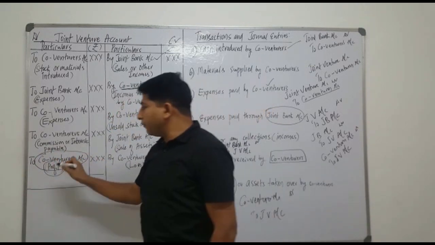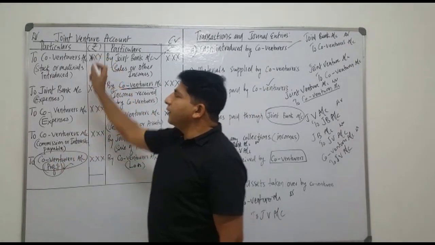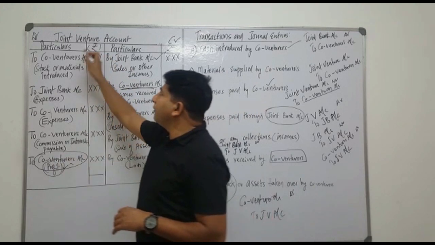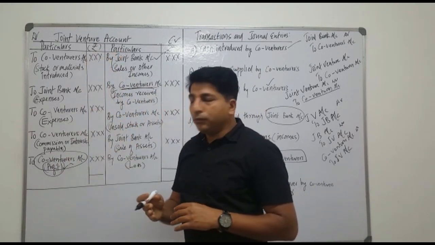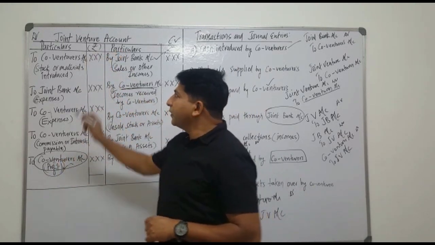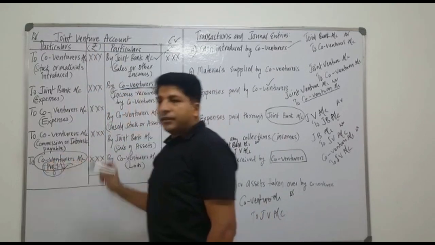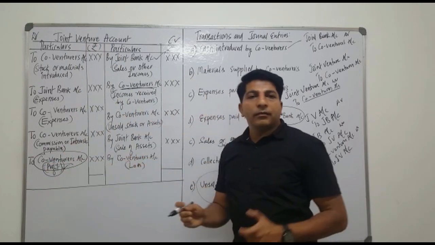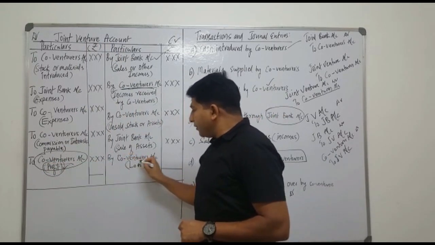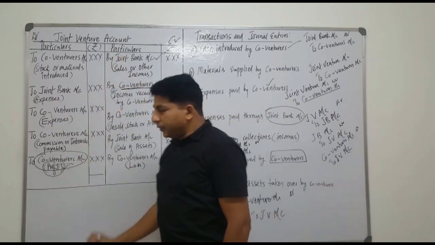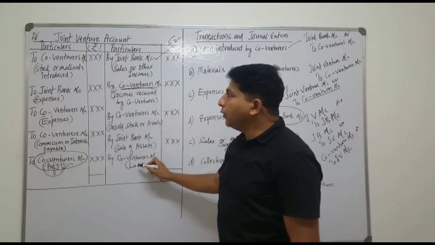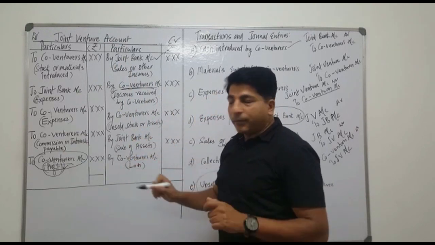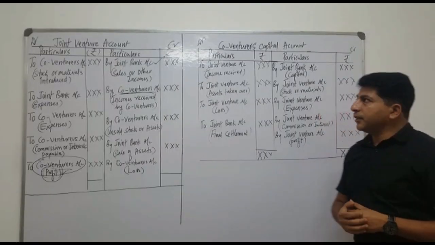The entry for distribution of profit is: the balance or profit ascertained in joint venture account will be transferred to co-ventures account. The entry is joint venture account to co-ventures account. If loss, that loss will be incurred by co-ventures only. So the entry is co-ventures account debit to joint venture account.